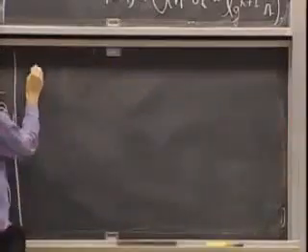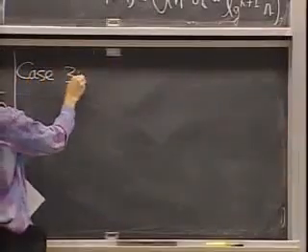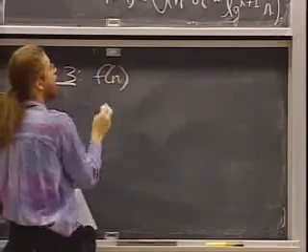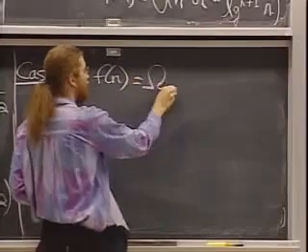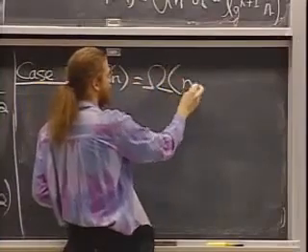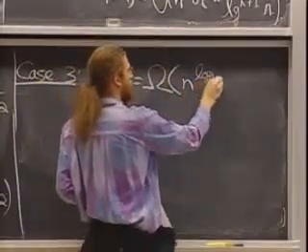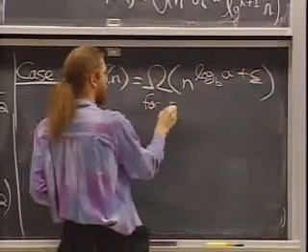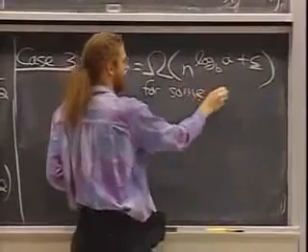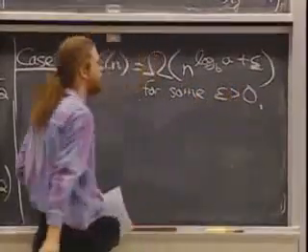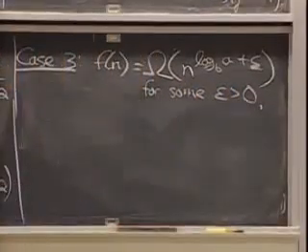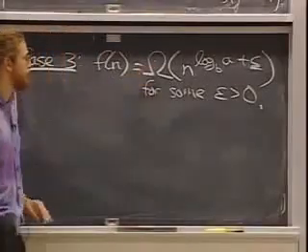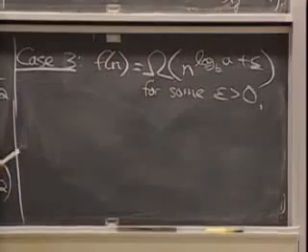We need to assume slightly more for case 3. But case 3 is roughly when f of n grows bigger than n to the log base b of a. So it should be capital omega. Here's one place where we get to use omega. N to the log base b of a plus epsilon, for some positive epsilon. So it should grow not just bigger, but polynomially bigger. Here it was growing just a log factor bigger, polylog. Here it's a polynomial factor.